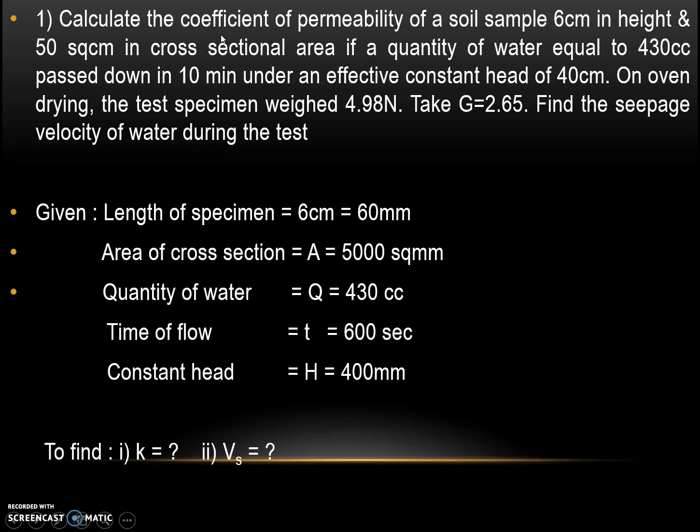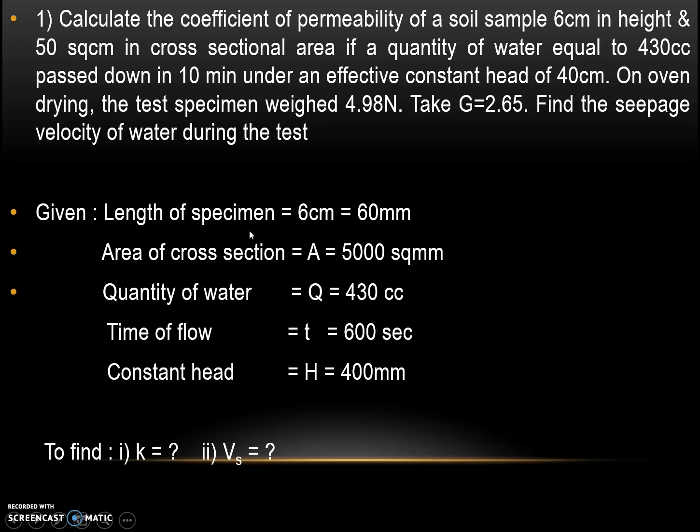Now, we will solve a problem. Calculate the coefficient of permeability of a soil sample 6 cm in height and 50 square centimeter in cross sectional area if a quantity of water equal to 430 centimeter cube passed down in 10 minutes under an effective constant head of 40 centimeter. On oven drying, the test specimen weighed 4.98 Newton. Take G equal to 2.65. Find the seepage velocity of water during the test.